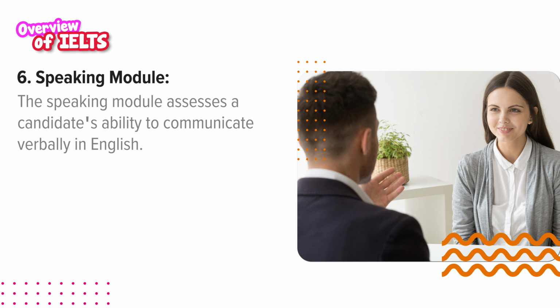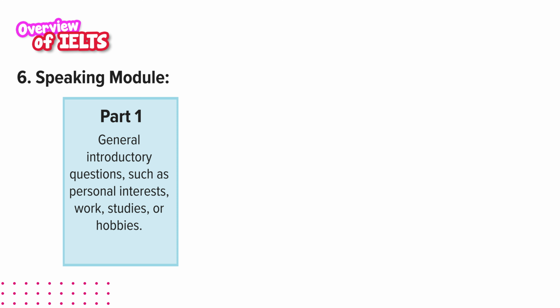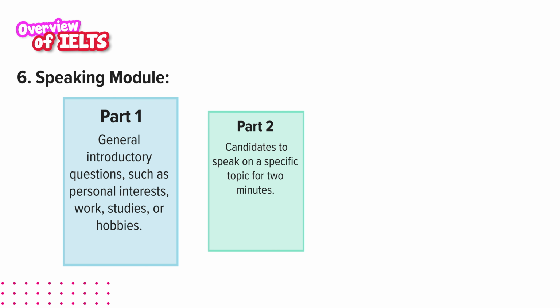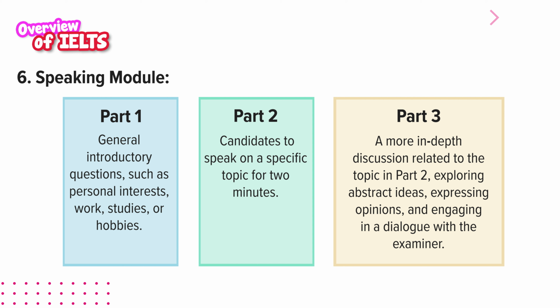Speaking module: the speaking module assesses a candidate's ability to communicate verbally in English. It consists of a face-to-face interview with an examiner and is divided into 3 parts. Part 1 involves general introductory questions, such as personal interests, work, studies, or hobbies. Part 2 requires candidates to speak on a specific topic for 2 minutes. They are given 1 minute to prepare their response and can make notes if desired. Part 3 involves a more in-depth discussion related to the topic in Part 2, exploring abstract ideas, expressing opinions, and engaging in a dialogue with the examiner.